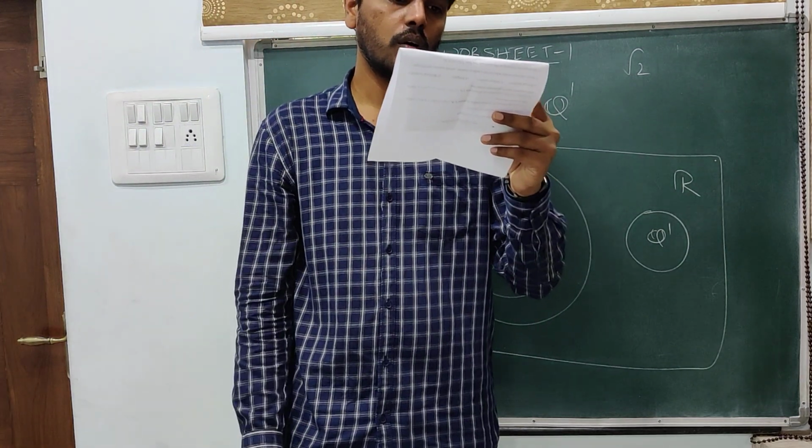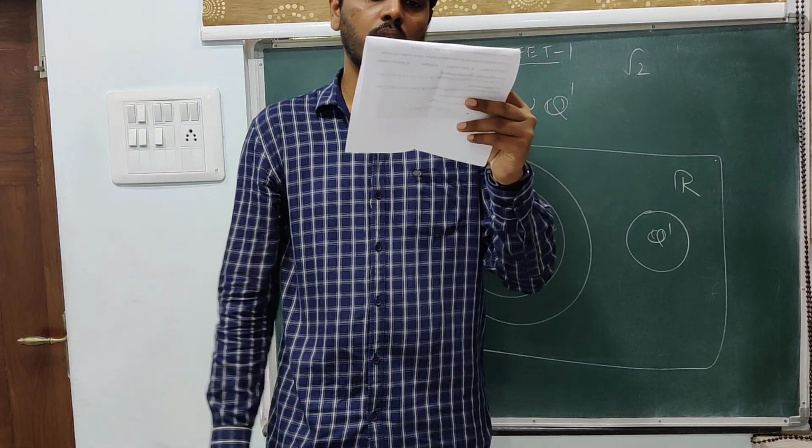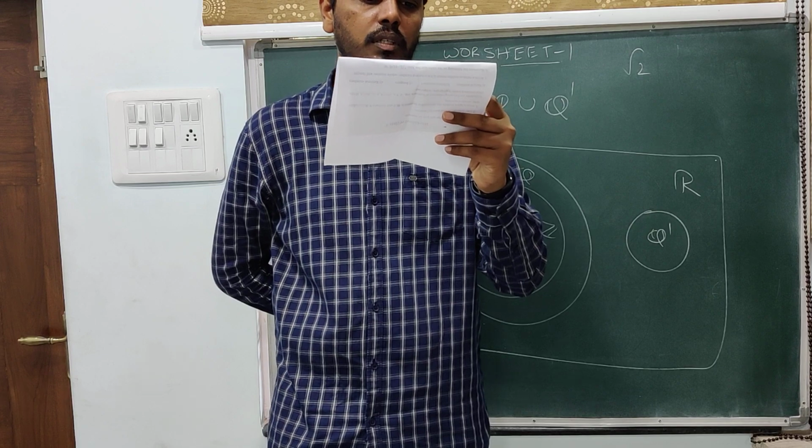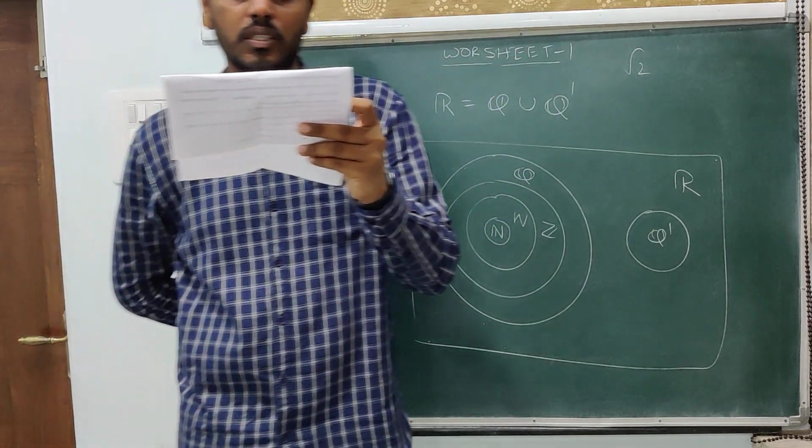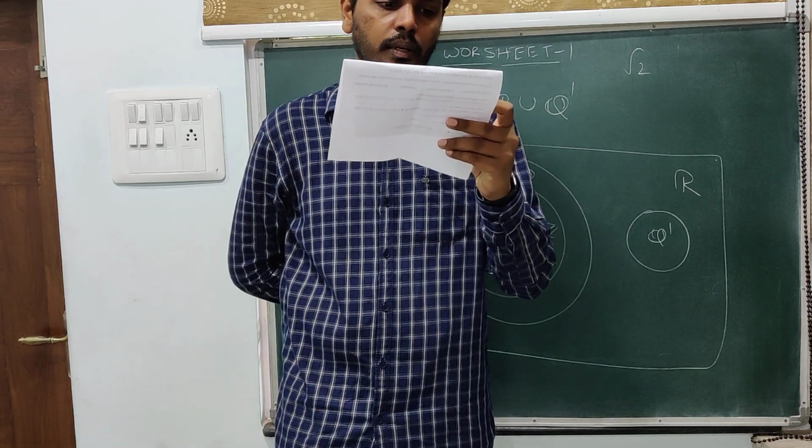Look into the third one. All integers are natural numbers, but all natural numbers are not integers. Again, the question is correct. Even B is correct, so we are not going to disprove that.